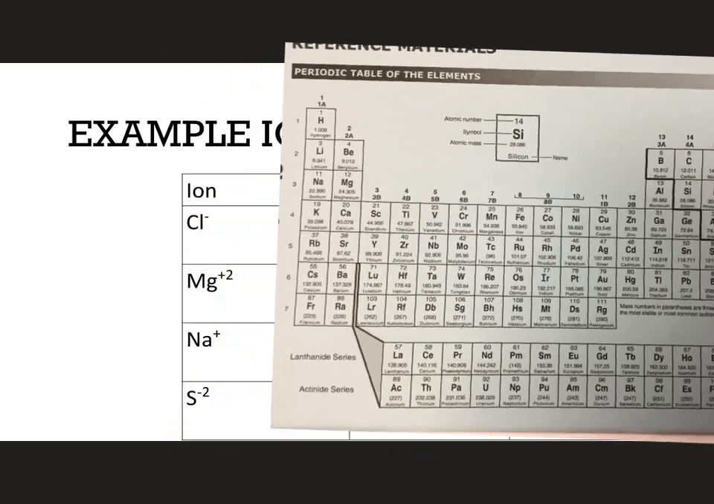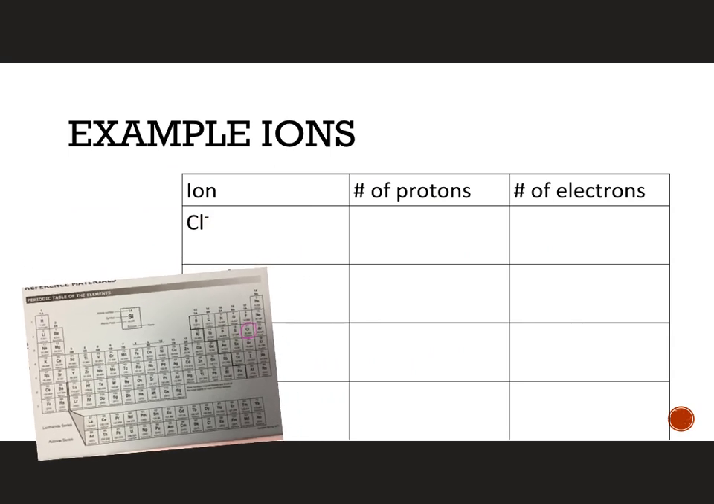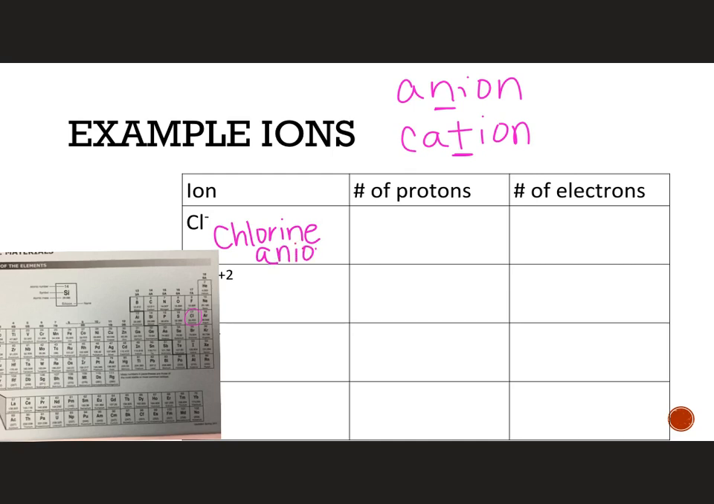Okay, so let's start with the first one. We have Cl. So we're going to find Cl somewhere on our periodic table. It's right here. So that's chlorine. I would write these out so that you get some practice with that. And this is going to be a chlorine. And I want you to practice saying whether it's an anion or a cation. So this one, if you notice, has a negative symbol. So remember, we have anion, remember that N, and we have cation, remember the positive symbol in the middle. So this one is negative, so this is an anion.